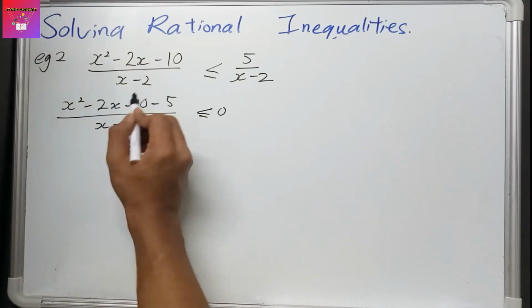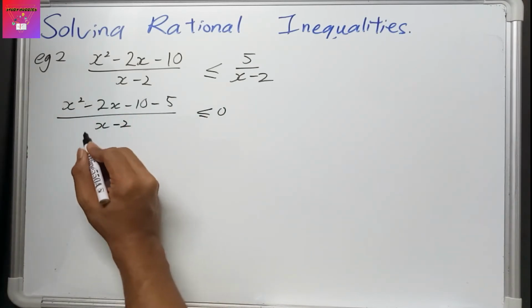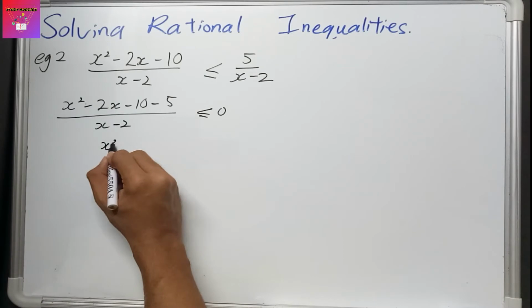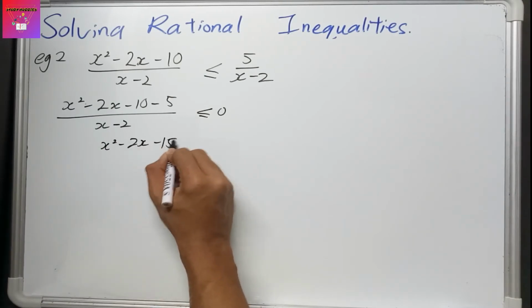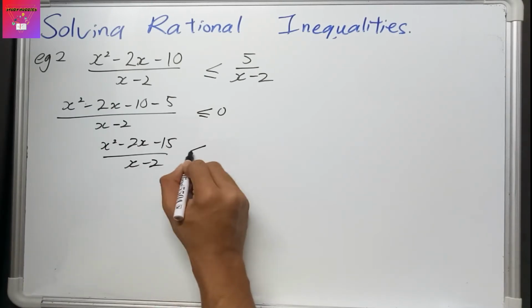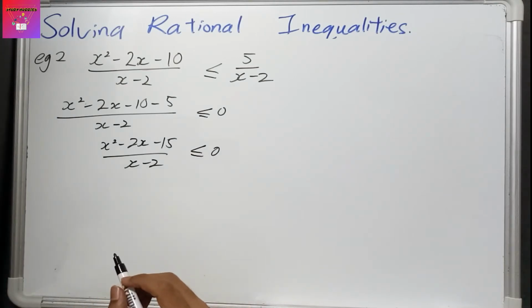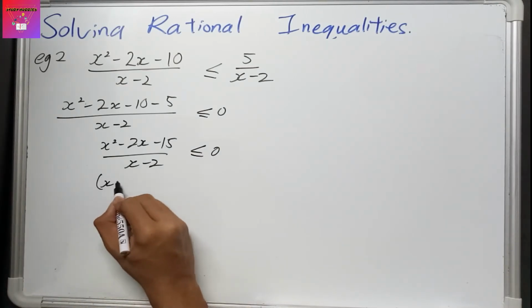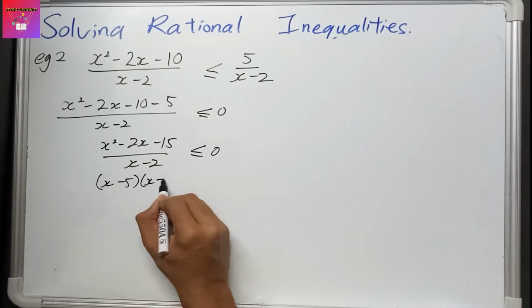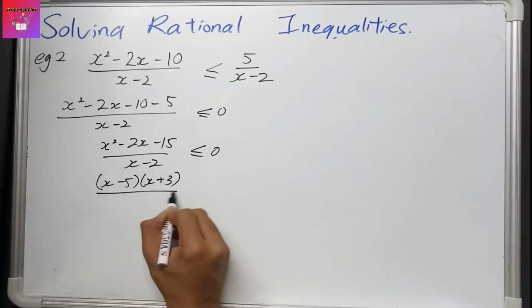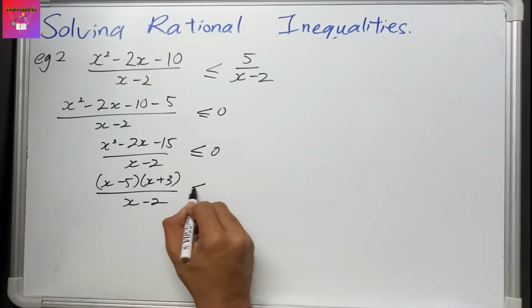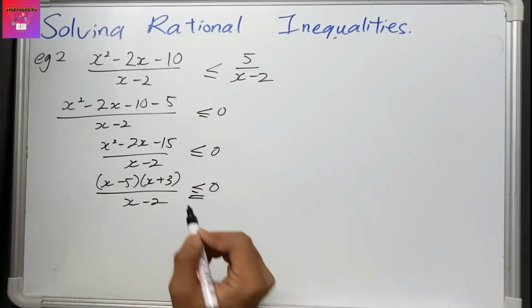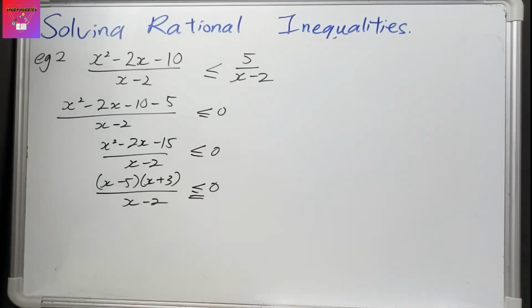So let's factorize the upper part. So x squared minus 2x minus 15 over x minus 2 is less than or equal to 0. And after we factorize this, we are going to get (x minus 5)(x plus 3) over x minus 2 less than or equal to 0. So if it's less than or equal to, as mentioned before, we are going to choose the negative part of the equation.